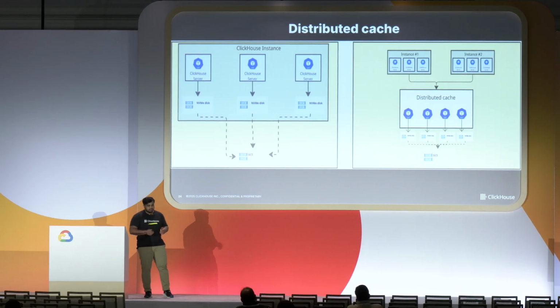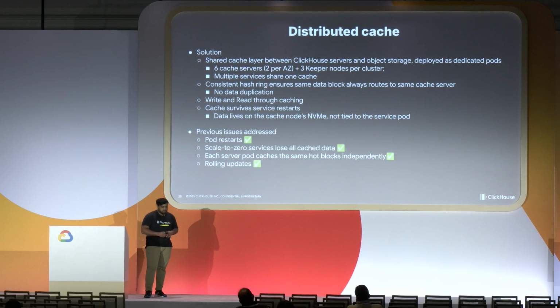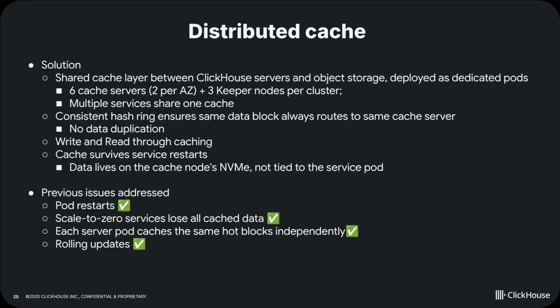So that's a high-level overview of this new component called distributed cache that we designed, which is just a ClickHouse server underneath that has pods with local NVMe caches. But this is a shared cache between multiple instances. So this is the solution I just talked about. We have around 6 cache servers, 2 per AZ, multiple servers sharing 1 cache, with consistent hashing. And we do the read and write through caching in this new solution as well to make sure that the hot data stays in the cache.